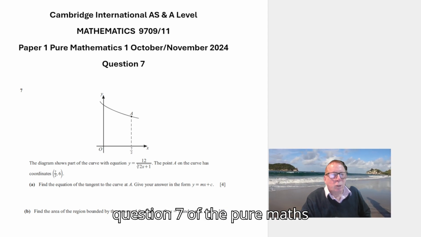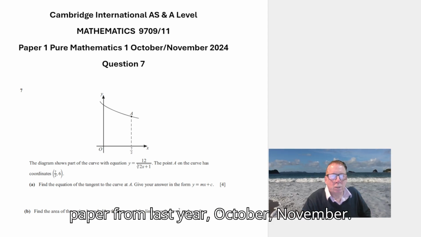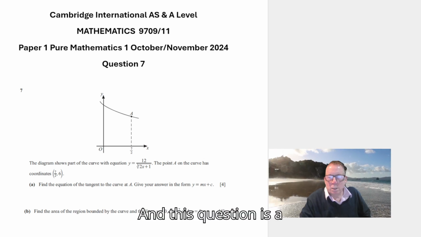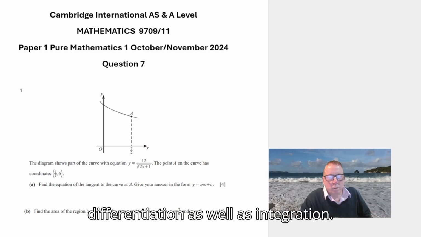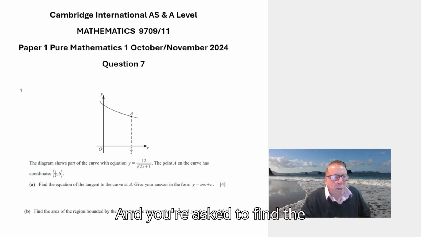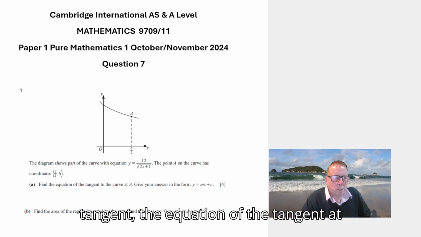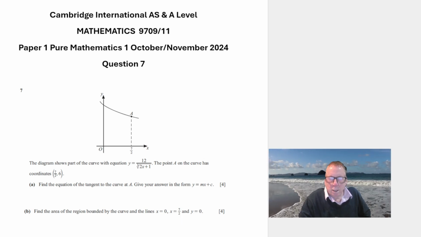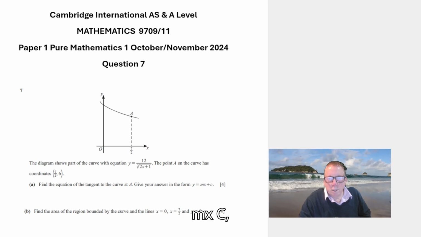Today we're looking at question 7 of the Pure Maths paper from last year, October-November. This question is a calculus question. It involves differentiation as well as integration. And you're asked to find the equation of the tangent at point A, giving your answer in the form y equals mx plus c.